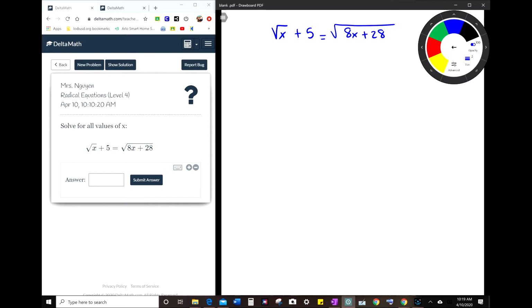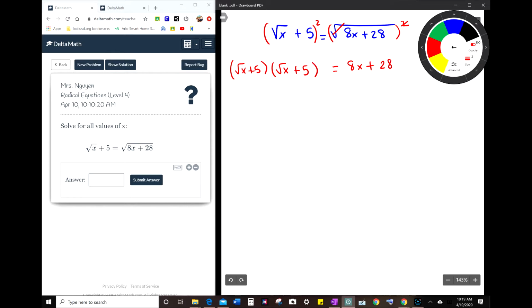So on the left side and the right side, in order to cancel the root, we will square both sides up. And when you square both sides up, on the right side, the square root and the square cancel out. So now you have 8x plus 28. On the left side, the square root of x plus 5 squared means you have the square root of x plus 5 times another square root of x plus 5.